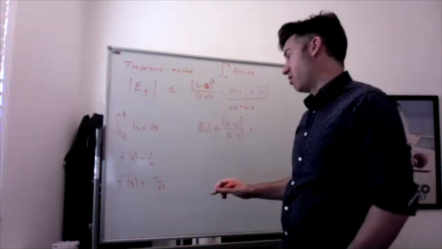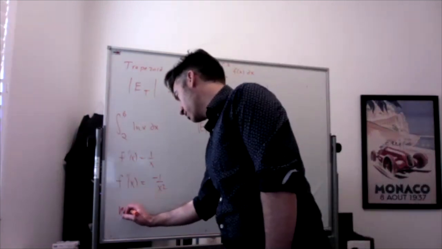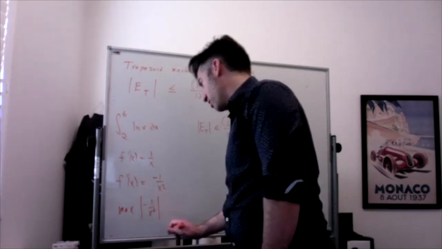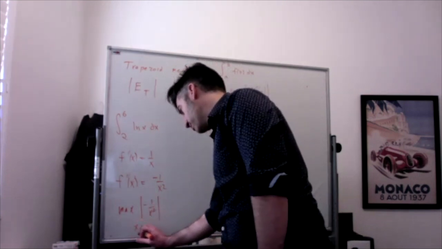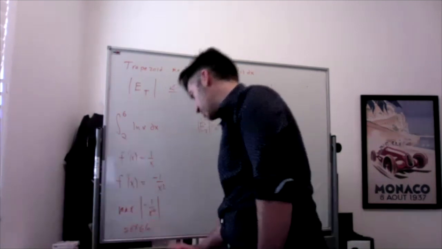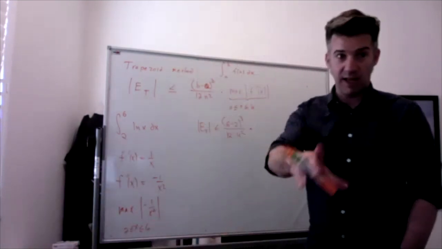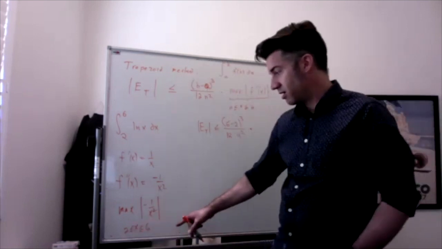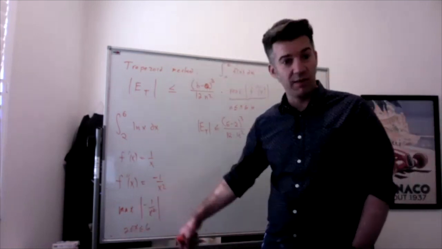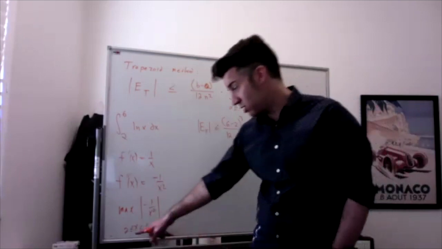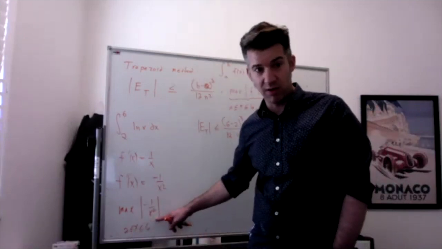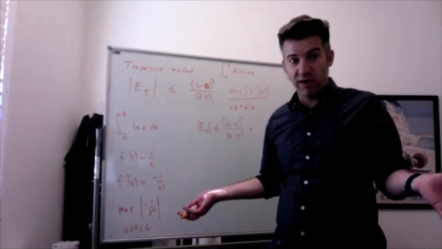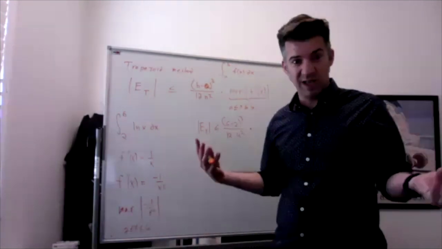We want to find the maximum of the absolute value of negative 1 over x squared, where x is between 2 and 6. So I'm asking you guys this question right now. Between 2 and 6, what's going to make this fraction the biggest? Is it going to be the 2 that makes the denominator small, or is it going to be the 6 that makes the denominator large? So what value of x do I want? Is it 2 or is it 6?